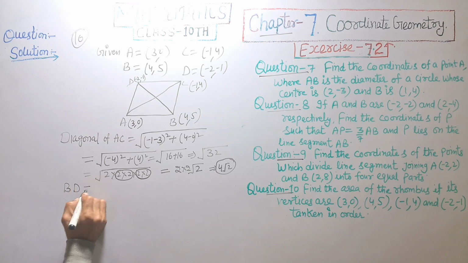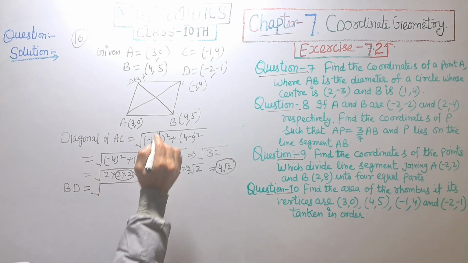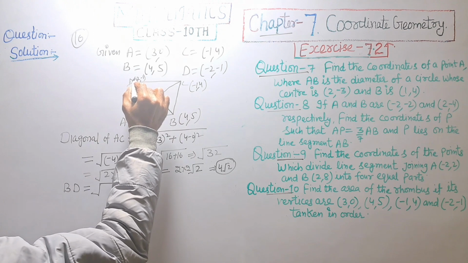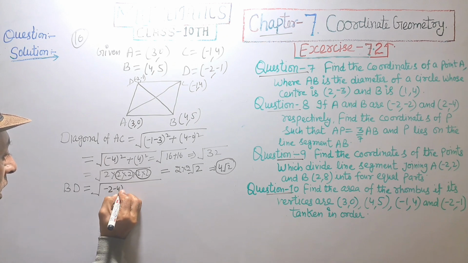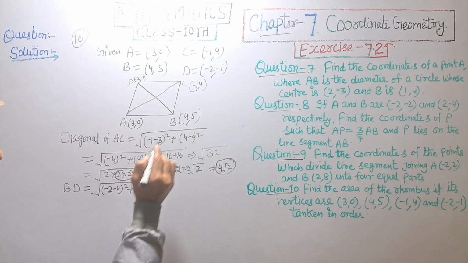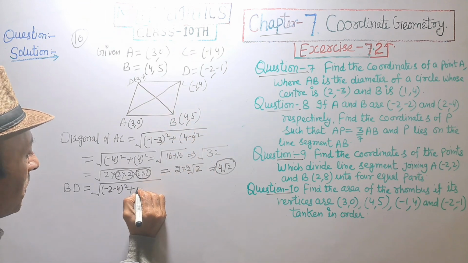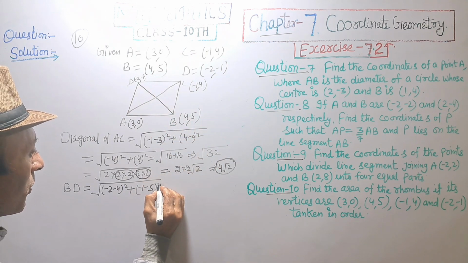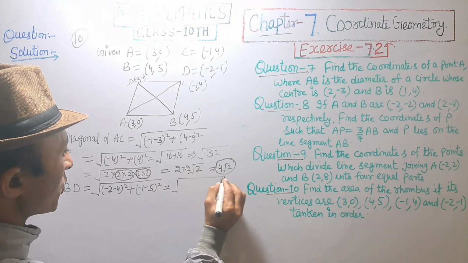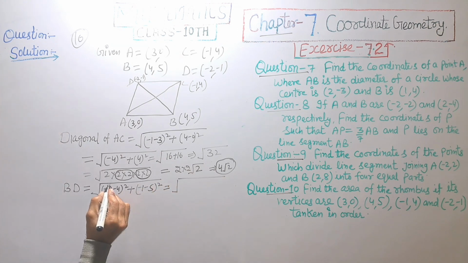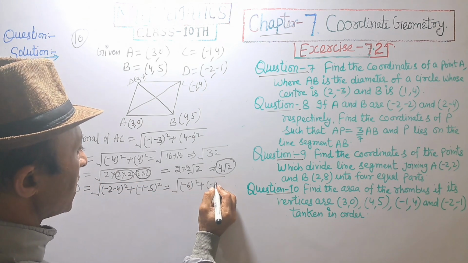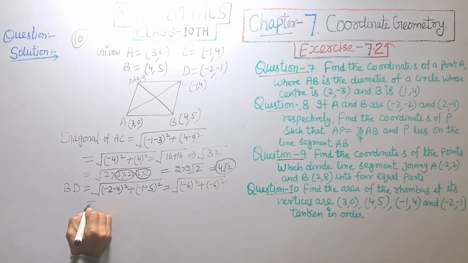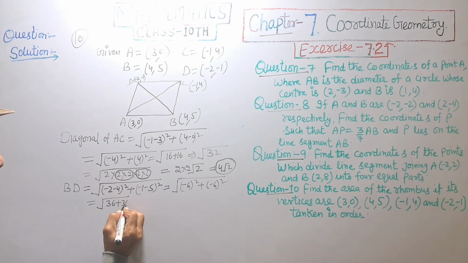And for diagonal BD, by the distance formula, we get BD. (x2 minus x1) square means (-2 minus 4) raised to power 2, plus (y2 minus y1) square means (-1 minus 5) raised to power 2. That is (-6) raised to power 2 plus (-6) raised to power 2. The value of BD is 6 6s are 36 plus 36.